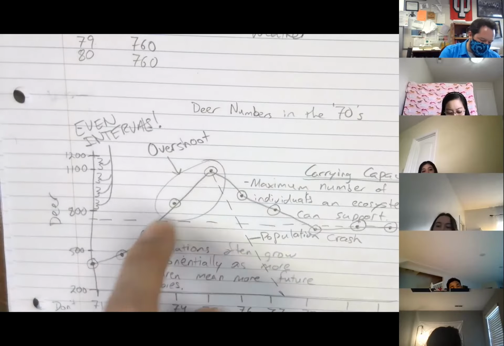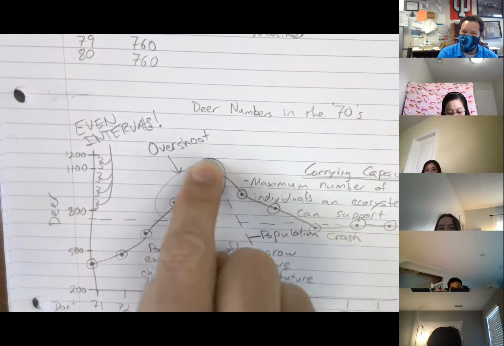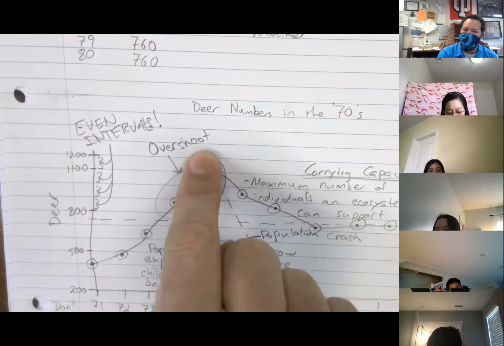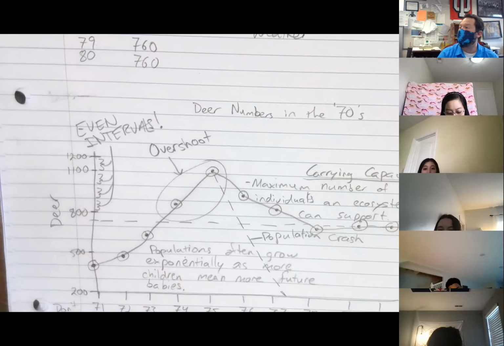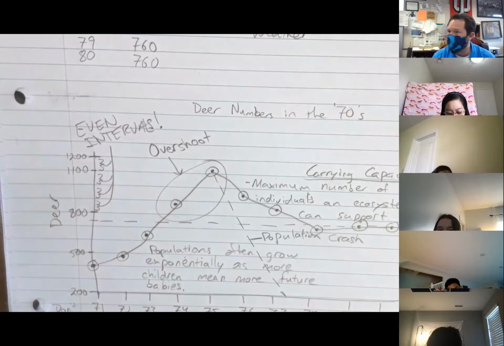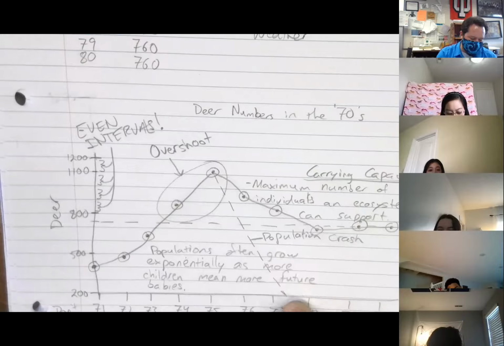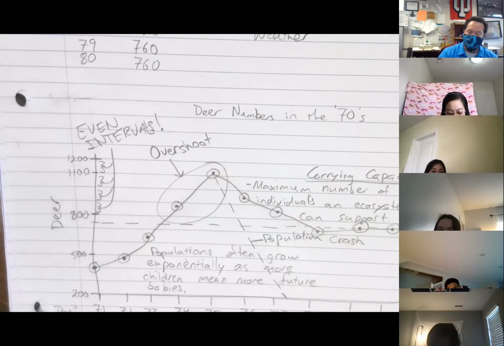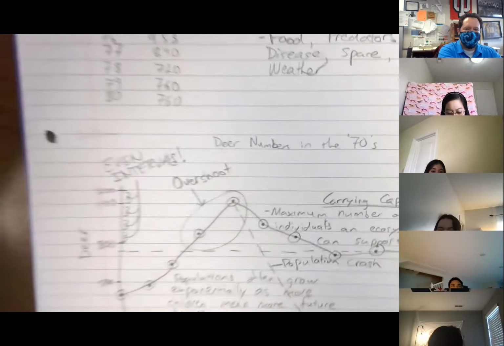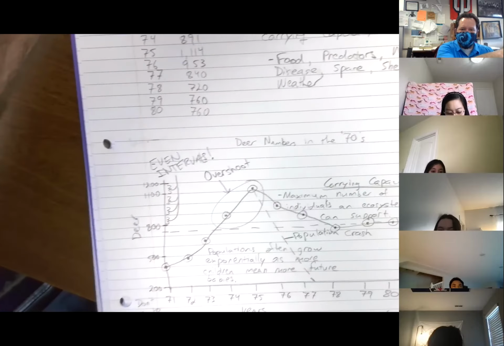So obviously this one is better. It's not good. You know, there's a reason why the deer population is going down right there. It's not good, but it's better than a population crash. That's bad. Bad news bears. Questions?